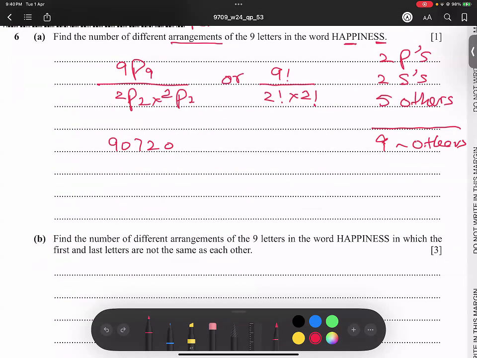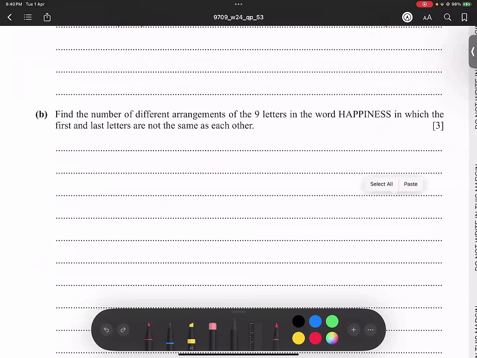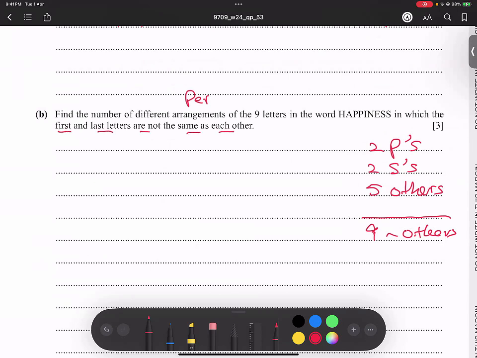So let's talk about the next part. But this will play a very vital role. We have to copy and we have to paste. Maybe we need to use it here. Okay, so let's start. Find the number of different arrangements. Again, arrangement, so we talk about permutation. Order is very important here. The 9 letters of the word happiness, in which the first and last letter are the same as each other. It means I have two options.